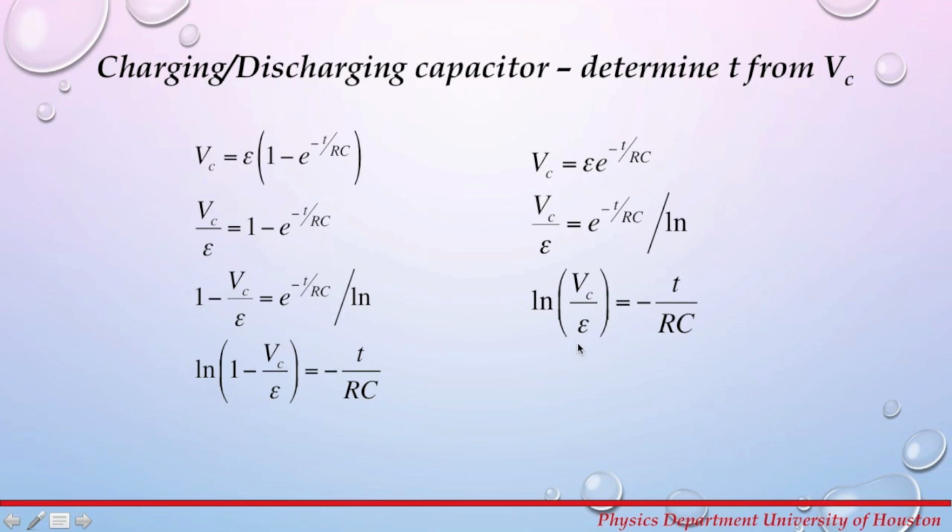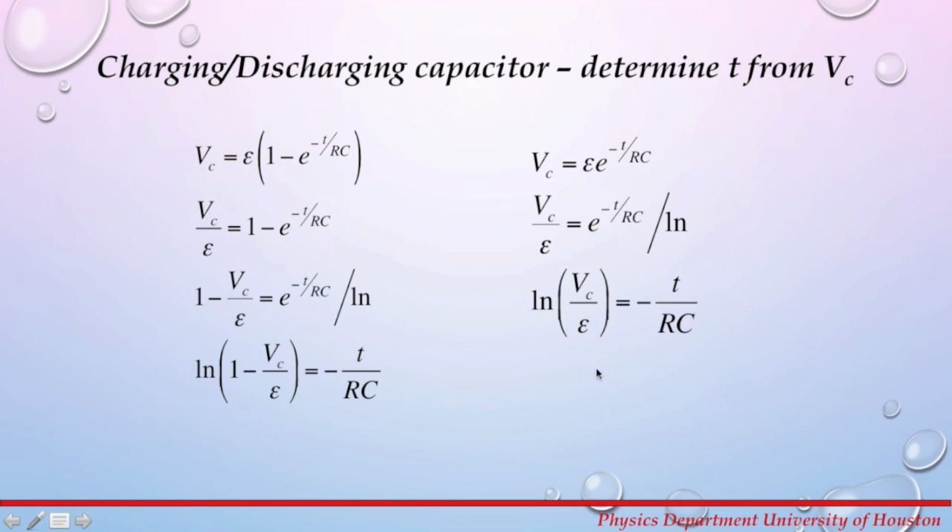Same as before, if you plot ln Vc over epsilon as a function of time, from the slope of this curve we can determine the capacitance of the circuit, knowing the resistance of the resistor. For our experiment, epsilon is going to be V0, and that number is set to 4 volts, and the resistance of the resistor will be given.